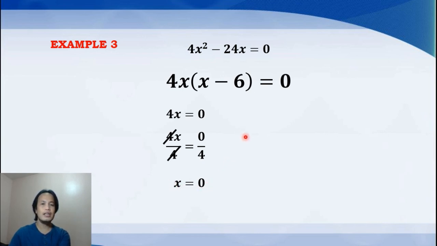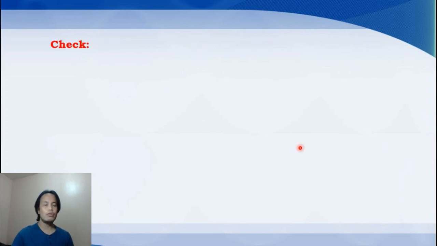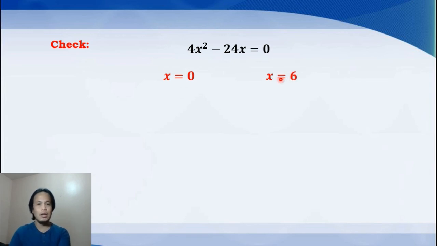Then next is the second factor, which is x minus 6. We equate that to 0, so we have x minus 6 equals 0. Then since this is minus, we use the addition property of equality, so our x is equal to 6. So the roots of this quadratic equation are 0 and 6. To check if these values are correct, let's go back to our original equation, which is 4x squared minus 24x equals 0. The values are 0 and 6.